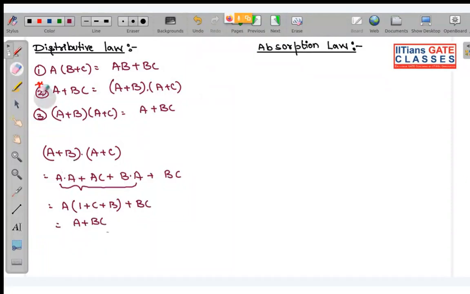So you can see this is again equal to the left hand side. So RHS is equal to LHS. So that is why this is the theorem. And this is just the opposite. A plus B into A plus C is equal to A plus BC. Did we understand this or not? Distributive property.